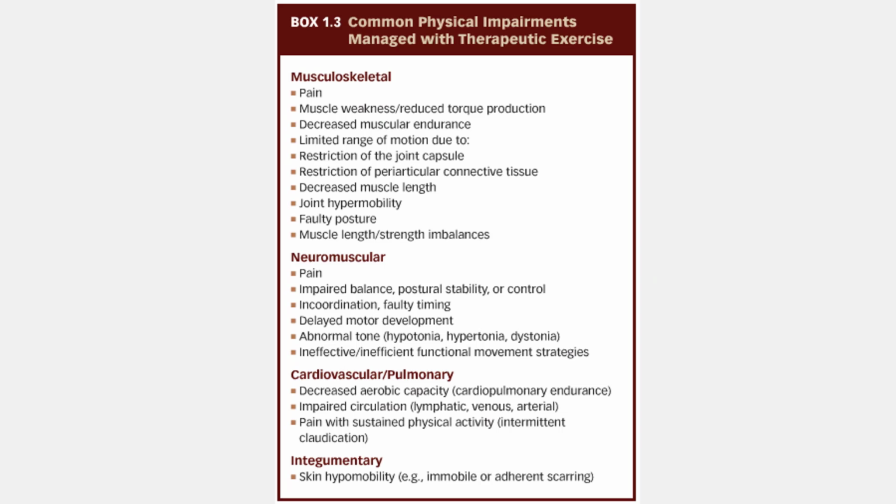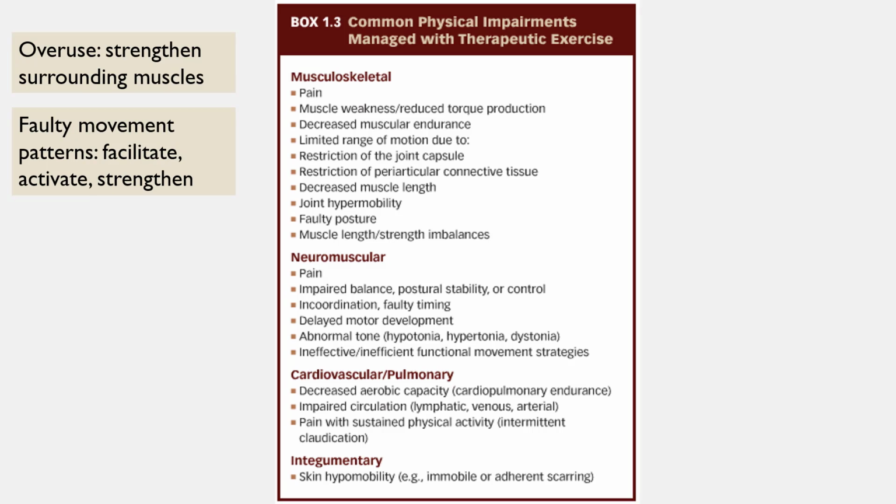Recall some common impairments managed with exercise. I wanted to provide more specific examples of how hip exercise can manage hip pain. Consider general overuse syndromes, including acute tendon pathologies. We may strengthen the muscles around the painful tissue to mitigate excessive forces and demands that the tendon is exposed to. We may also facilitate, activate, and strengthen muscles that create faulty movement patterns that cause pain.